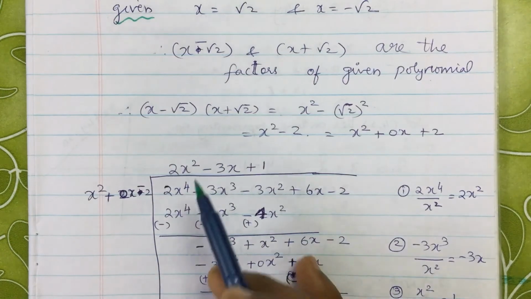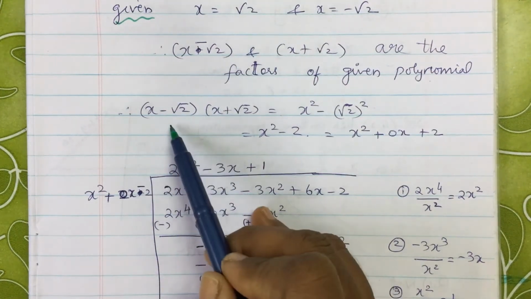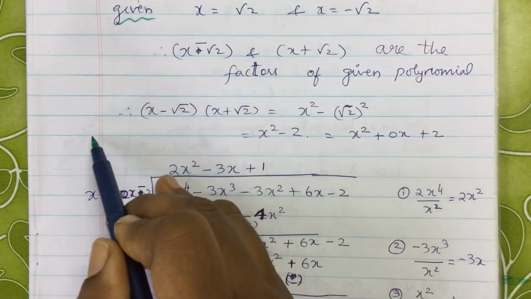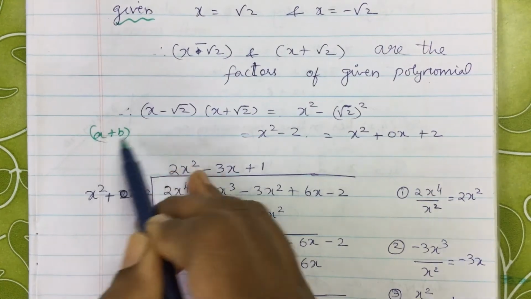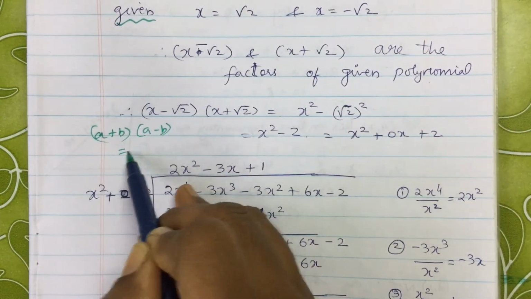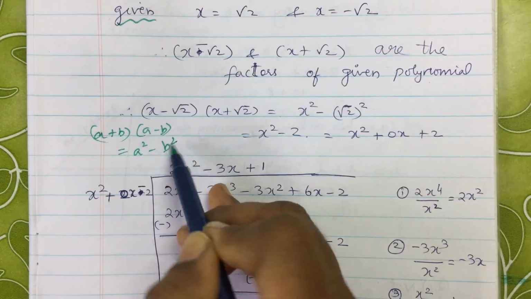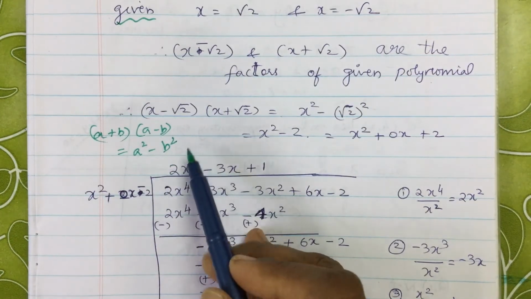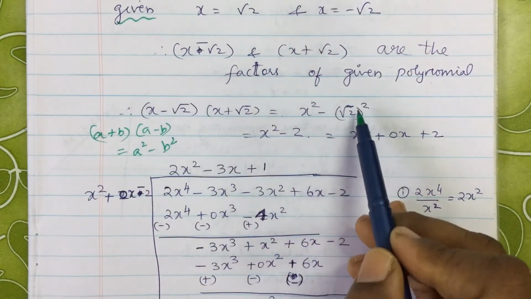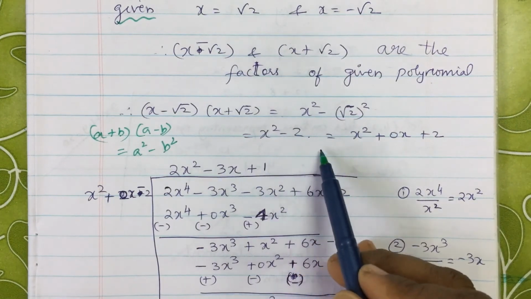Okay, so what I am doing here, I am multiplying these two. This is of the form a plus b into a minus b. So applying the identity here, I am getting a square minus b square. So x square minus root 2 the whole square. So I am getting x square minus 2.